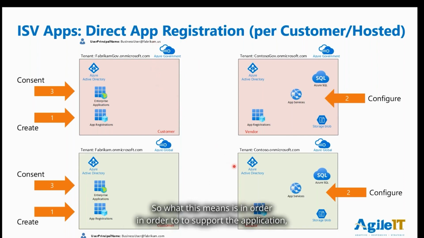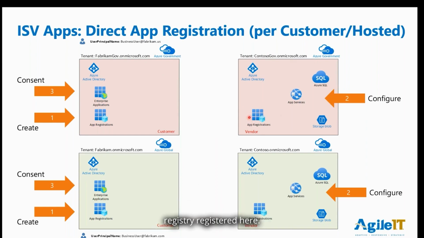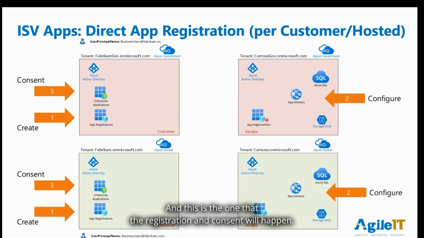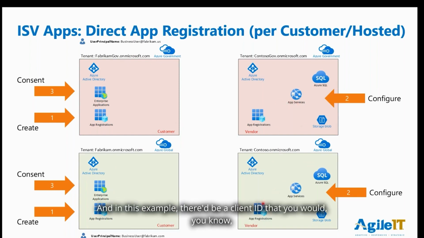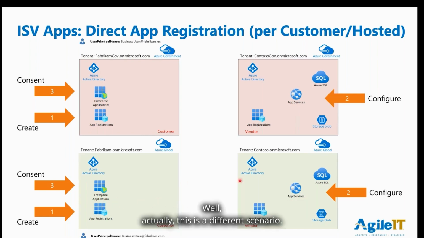So what this means is in order to support the application, you'd have to have a tenant yourself and the client ID registered here, and this is where the registration and consent will happen. So for this example, there are two separate zones. We have maybe one customer who has two tenant types, and we're one vendor, we have two tenant types. Well, actually, this is a different scenario. You'd create the app registration, they would consent, and it all works.